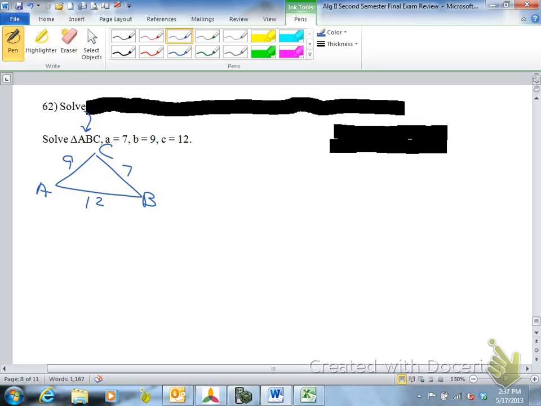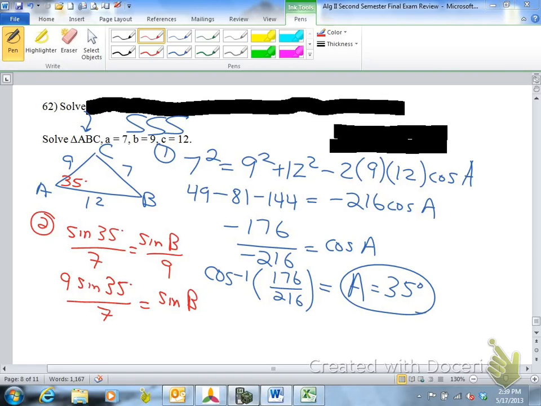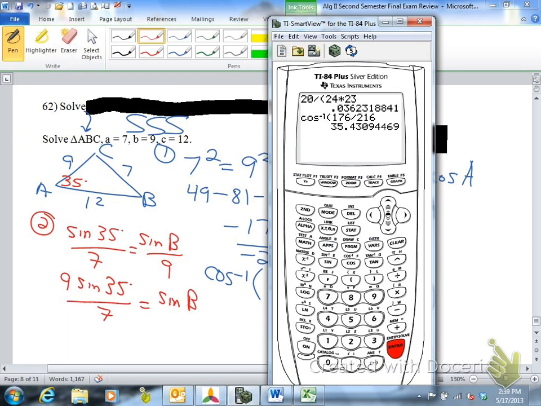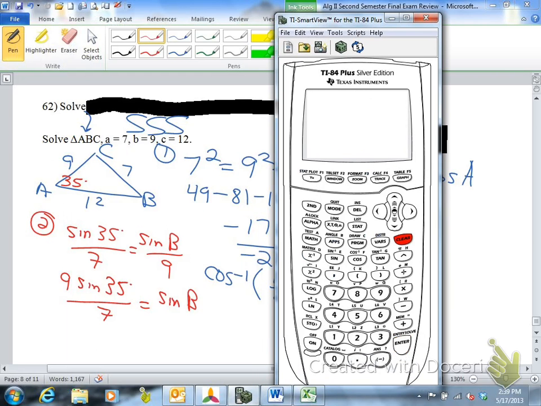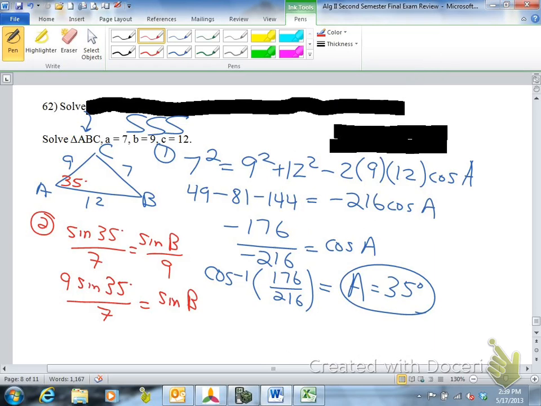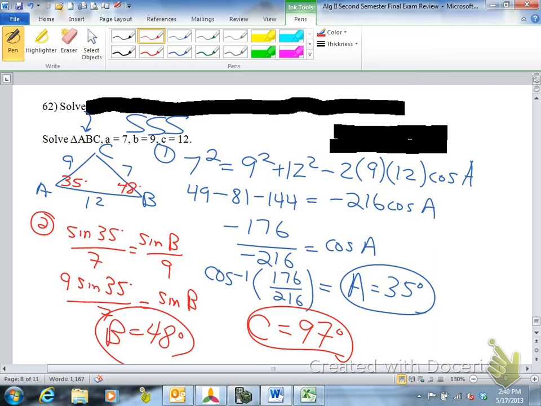Okay, so for this one, this is side, side, side. Side, side, side, you would use the law of cosines. And from this point, we would have the inverse sine of 9 sine 35 divided by 7 is 47.5. We'll just round to 48 degrees. And that is the end of the review.